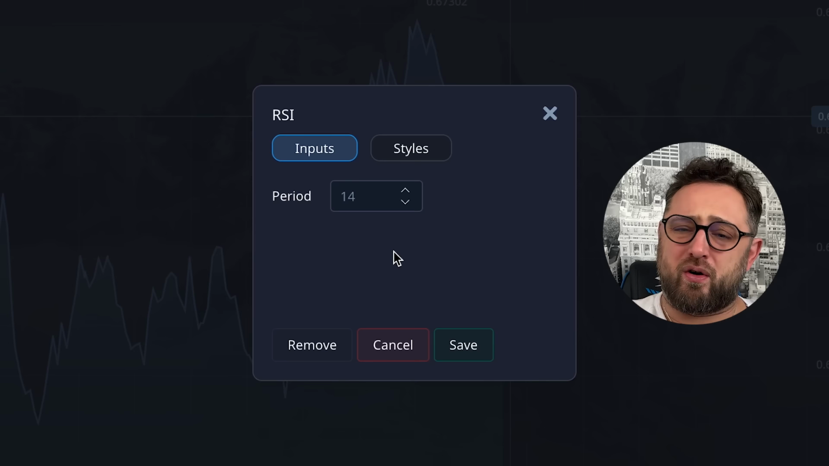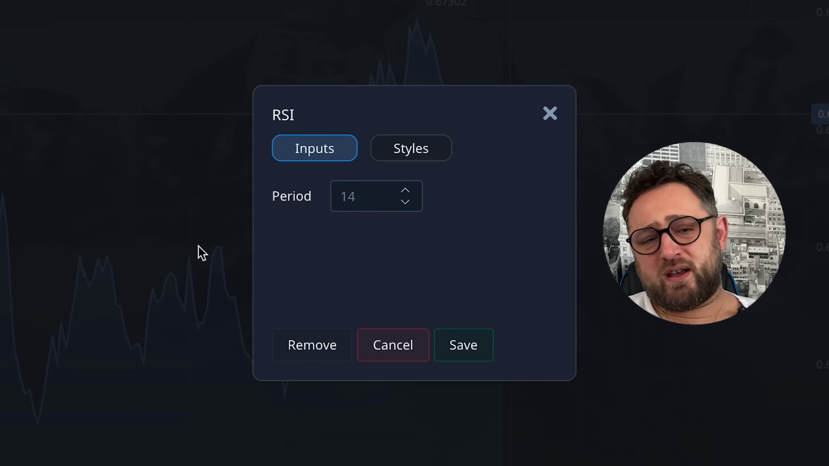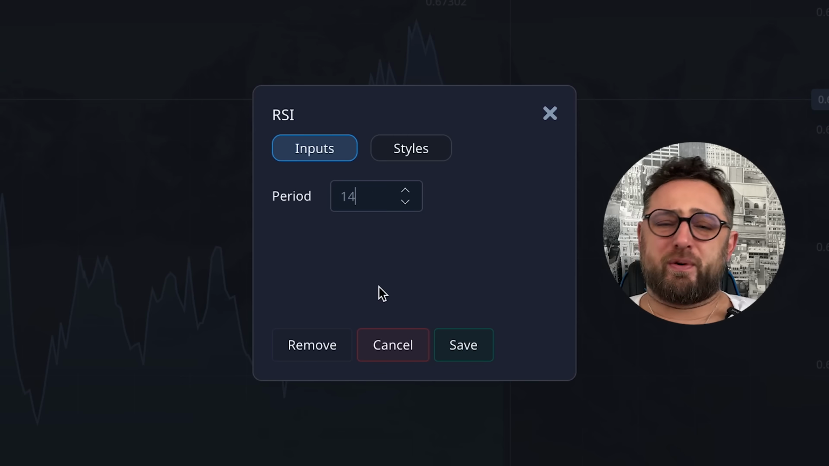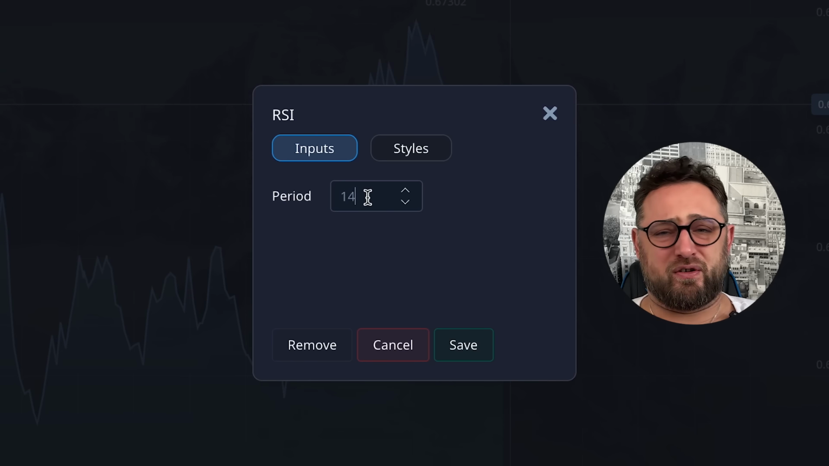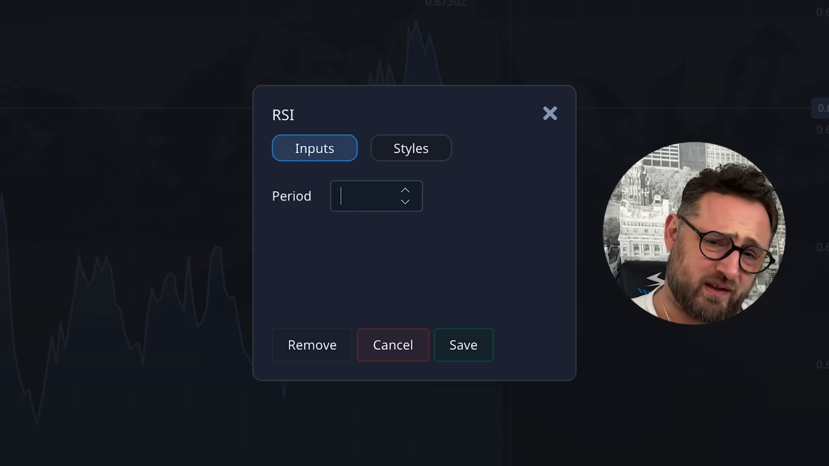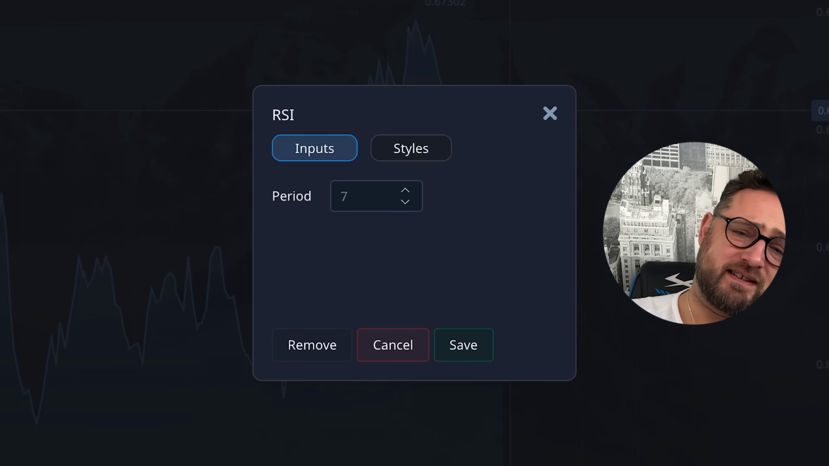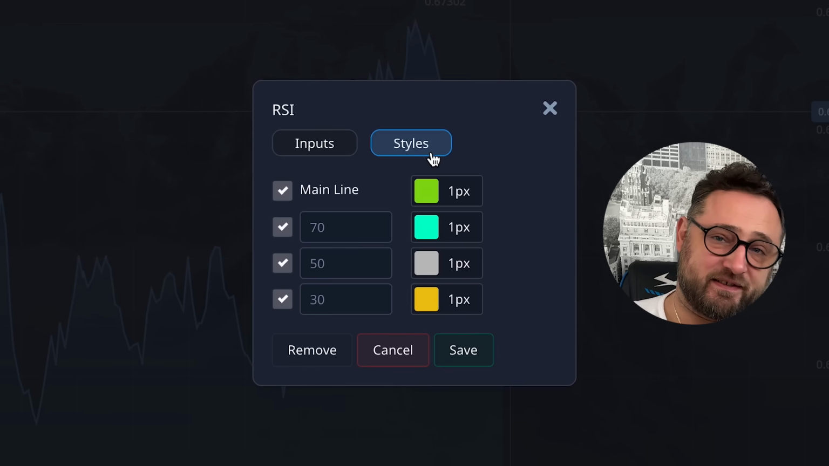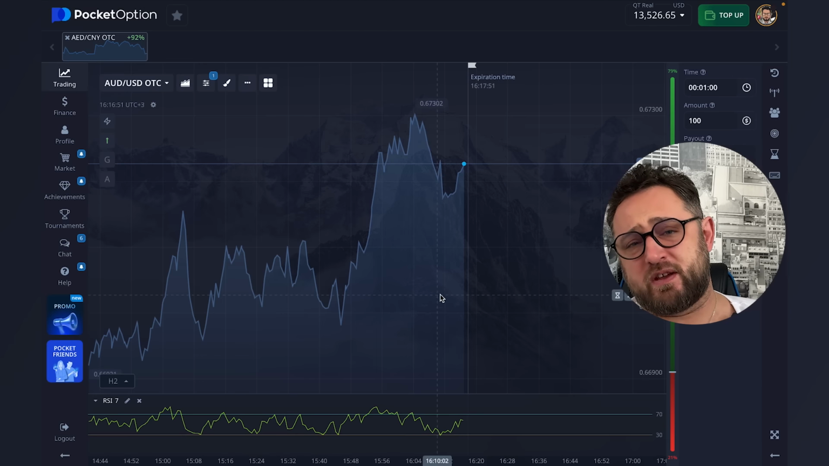But for scalping or 1 minute trading, 14 is too slow. I personally recommend lowering it to 6 or 7, maybe 8. A lower period setting means RSI becomes more sensitive. It reacts faster to price movements. This is useful when you're making short-term entries, like on 1 minute charts, 30-second or 5-second.